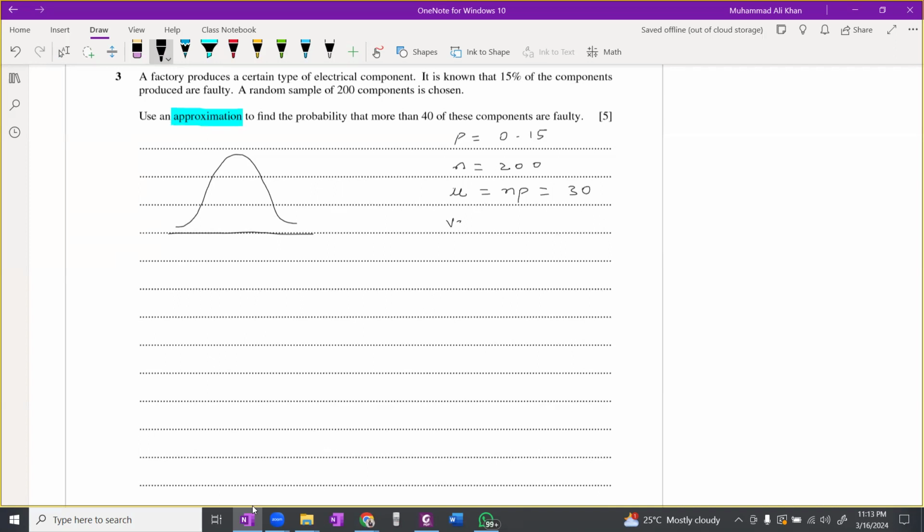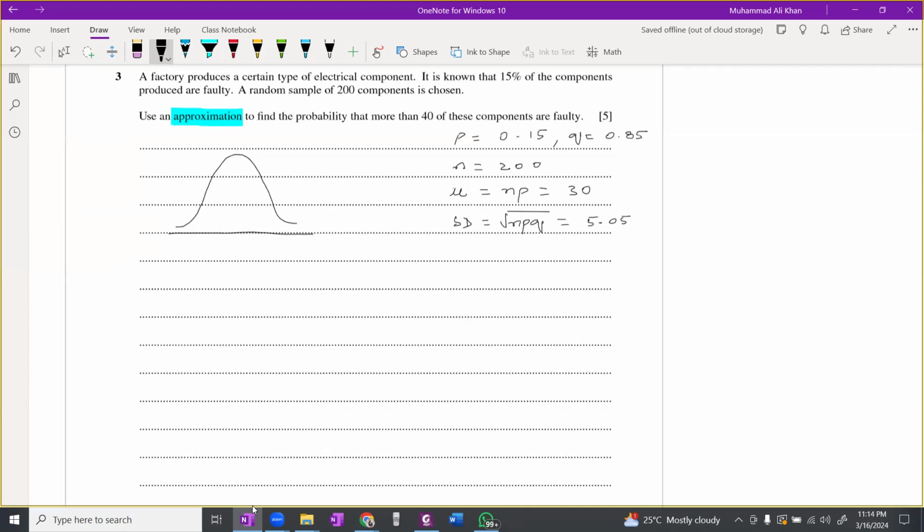और अगर हमें वेरिएंस कैलकुलेट करना है तो फॉर्मूला क्या हो जाएगा? अगर हमें स्टैंडर्ड डेविएशन कैलकुलेट करना है तो फॉर्मूला क्या हो जाएगा? अंडर रूट ऑफ NPQ, क्योंकि हम बायनोमियल की हेल्प लेते हुए मीन और वेरिएंस या स्टैंडर्ड डेविएशन कैलकुलेट कर रहे हैं. So it will be 5.05. What is the value of Q? The value of Q is 1 minus 0.15. It will be 0.85.